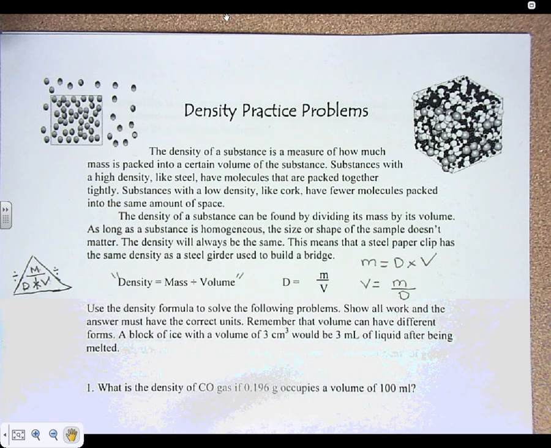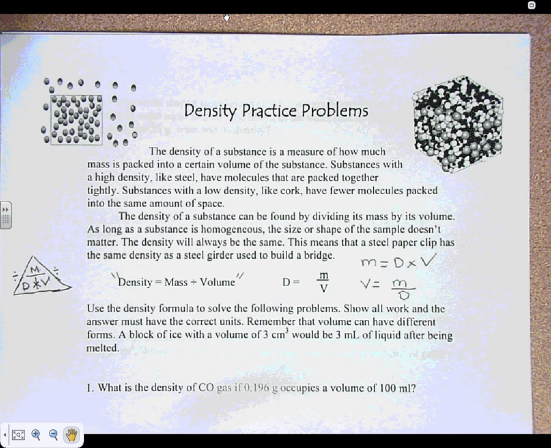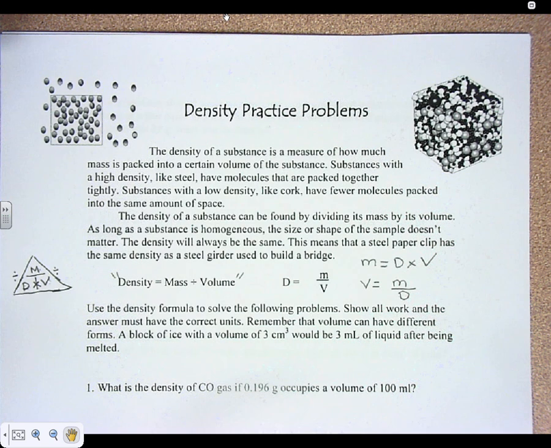Now, in order to solve for the density, the substance has to be homogeneous. This means that the sample is the same throughout. There's no variation in the type of matter that makes up the substance. So essentially, if you're able to identify the density of a steel paper clip, it would be comparable to finding the density of a steel girder, which is used to build a bridge.